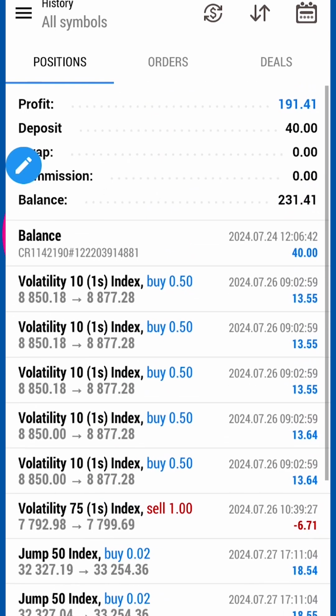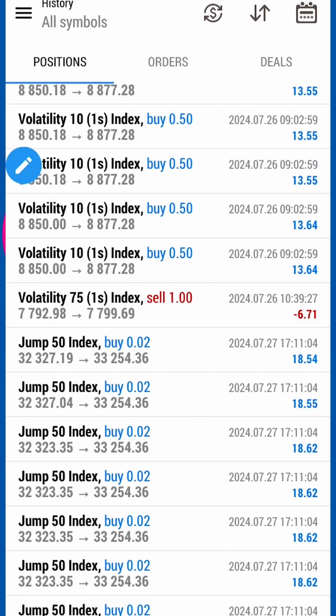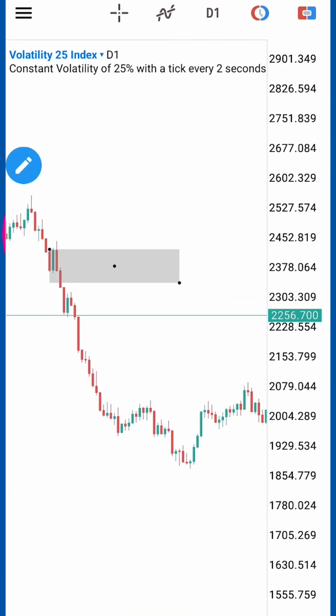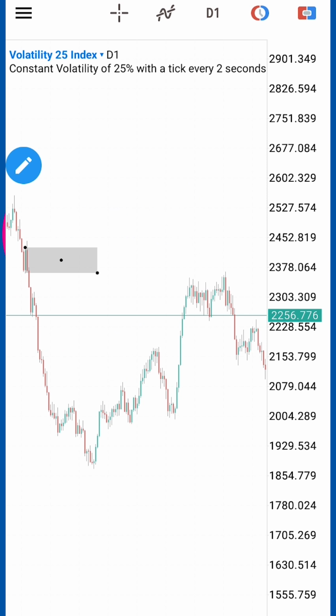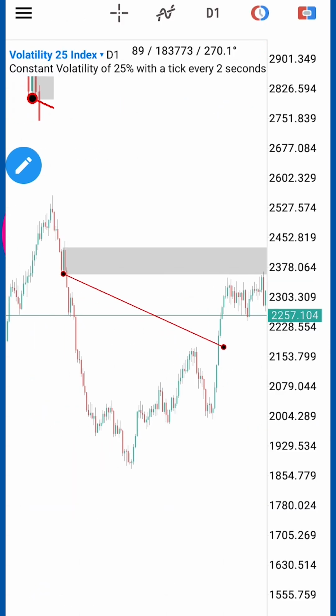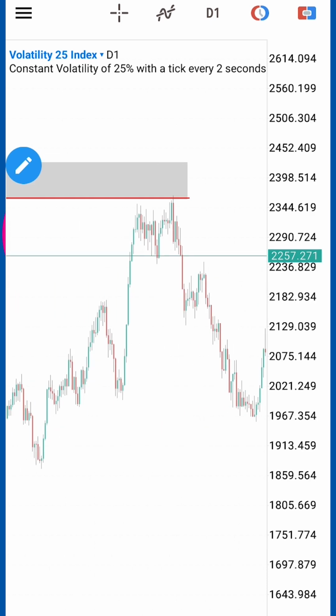Continuing with VIX 25 index, we still have our balance at 231 USD. So we start off from the daily. I want to bring your attention to the left side of the chart where there's that daily bearish order block. If I stretch it out, you can see that price respected it cleanly. It was a nice tap and then it dropped down.